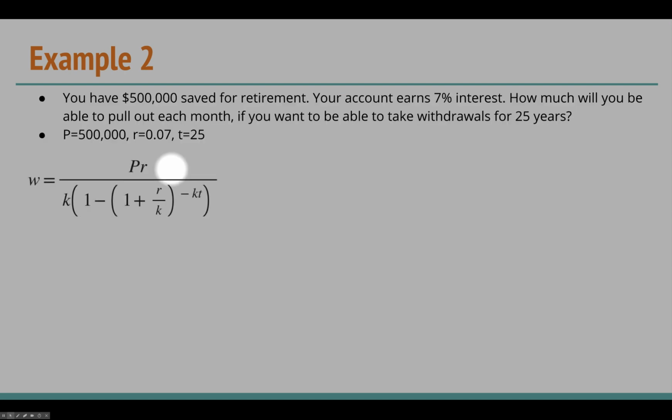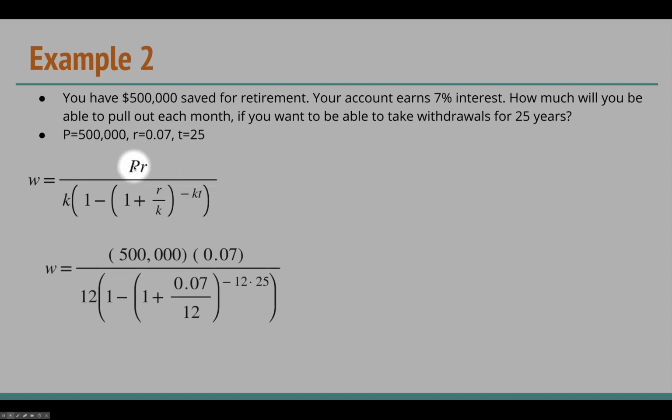All right, so we'll start with the equation. The withdrawal amount is equal to this expression here. Now, if we look at what's given to us, we can see that the principal, P, is $500,000. That's what's in the account to start with. R is the annual rate, which is 7%. That's what we're earning while we're taking those withdrawals. So we have $500,000 in the account. We take out a little bit each month, but the rest of it is still growing, and it's growing at this annual rate of 7%. Okay, so that's the numerator.